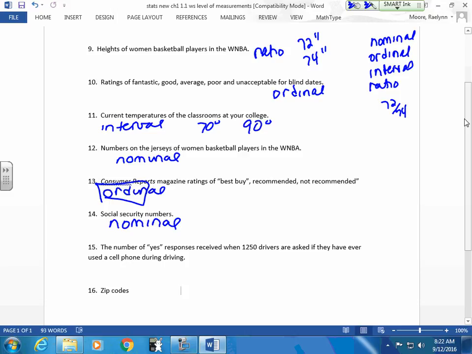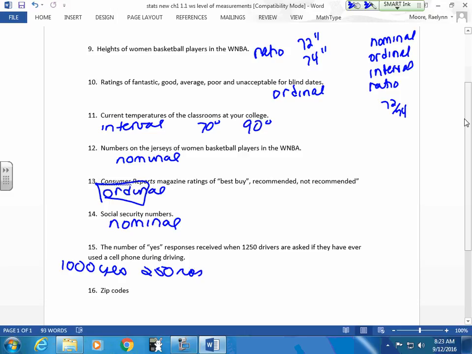The number of yes responses received when 1,250 drivers are asked if they have ever used a cell phone when driving. What rating would that be? Ratio. So give me an example. What would your answer to this question be? Count the number of yeses you would get. Out of 1,250 people that I asked, how many people could say yes? A thousand yes, and how many no's? 250 no's, right? So 1,000 said yes, 250 no's.